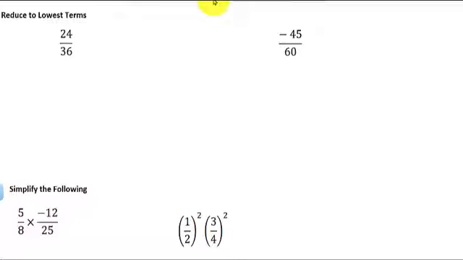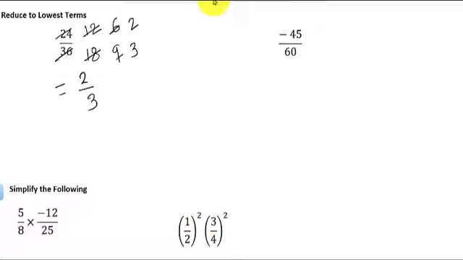Let's try that. So 24 and 36. Because these two numbers are even, we can first divide by the prime number 2. So 2 divides 24: 12 times 2. 2 divides 36: it's 18 times 2. Even numbers again, so you can divide by 2: 2 times 6, and this is 2 times 9. Now these numbers are divisible by 3. So 3 times 2 and 3 times 3. So the lowest form is 2 divided by 3.